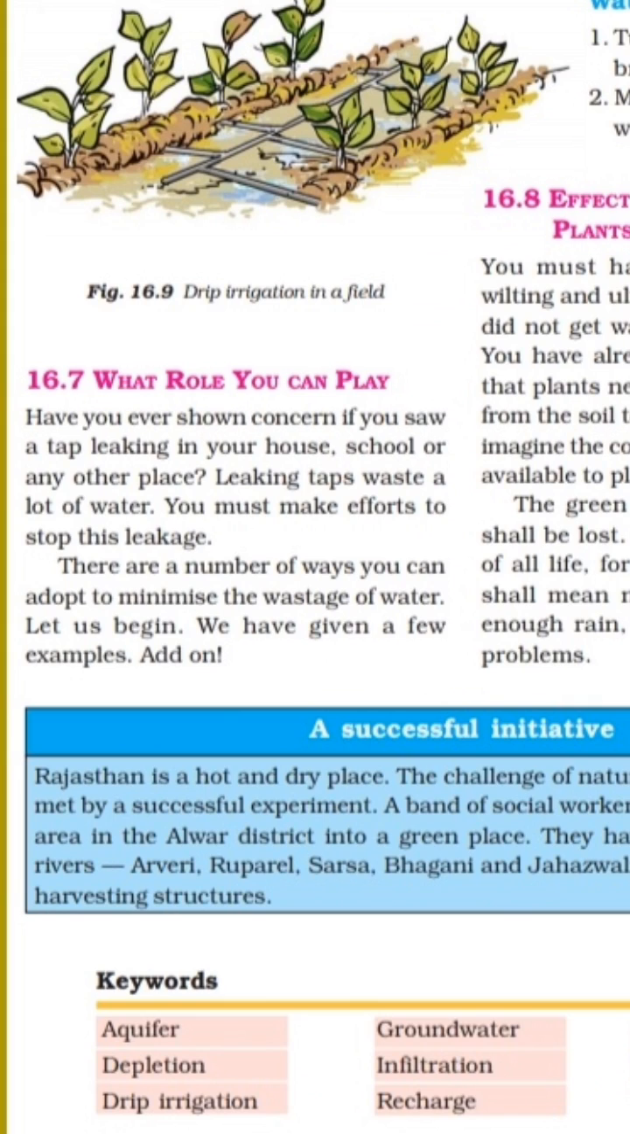5 dried up rivers: Arvari, Ruparel, Sarsa, Bhagani, and Jahajwali, by constructing water harvesting structures. They are using a rainwater harvesting system, and they revived 5 dried up rivers: Arvari, Ruparel, Sarsa, Bhagani, and Jahajwali. In this way, they are taking their successful initiative to make a hot and dry place into a green place.